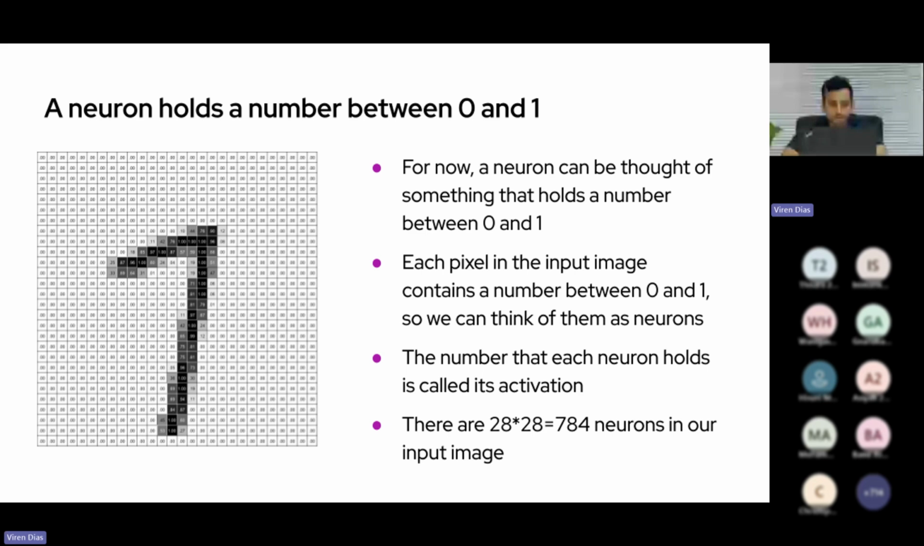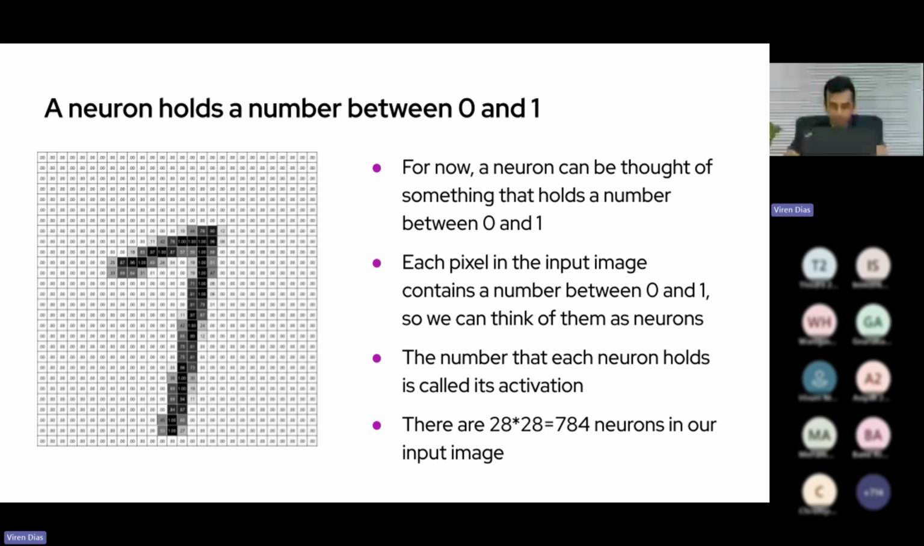Many of you may have heard that neural networks are inspired by the brain, and the brain is made up of many neurons. But what is a neuron in this context? For now, I just want you to think of a neuron as something that holds a number between 0 and 1. Our input image is a grid of 28 by 28 pixels, each containing a number between 0 and 1. Remember that the number here is the grayscale value of each pixel, with 0 representing white, 1 representing black, and everything in between representing the gray level. We can think of each of these pixels as neurons because they hold a number between 0 and 1.